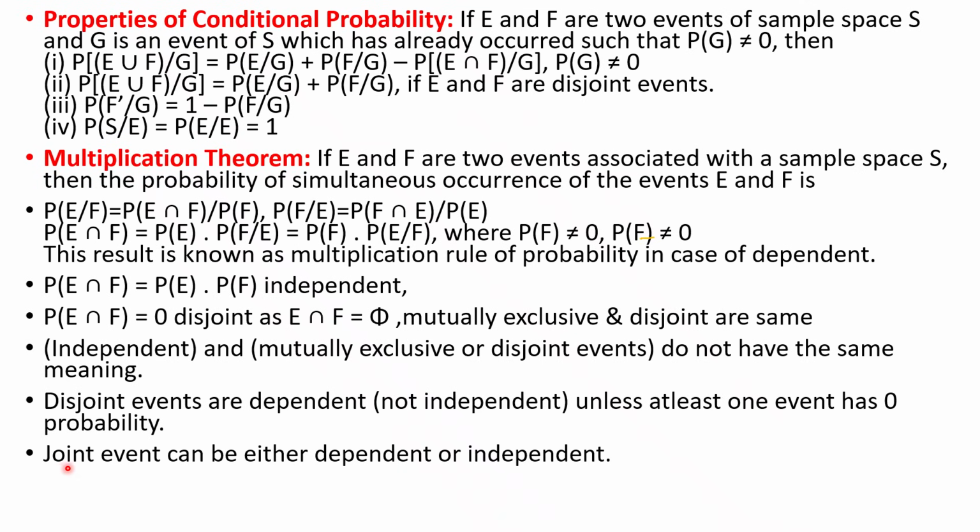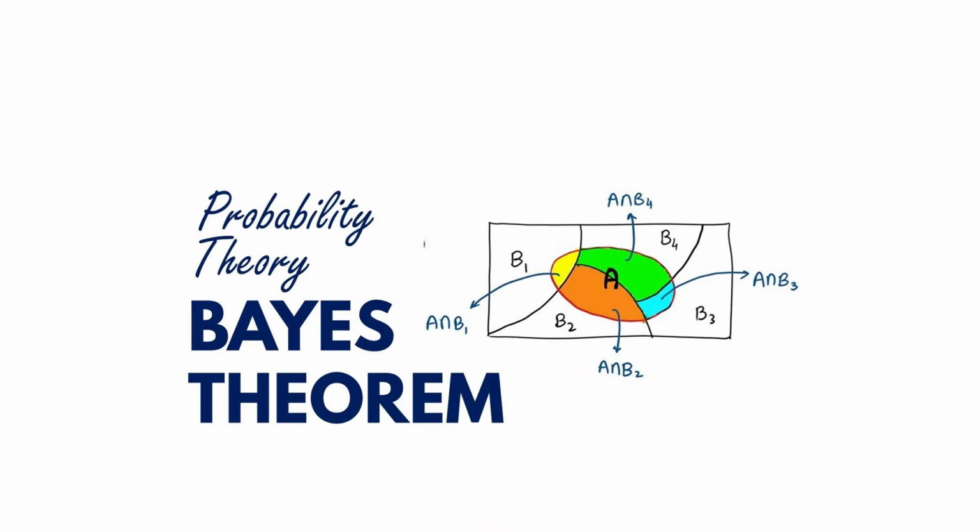Now come to this. Joint events can be either dependent or independent. Okay, means when something is common, E intersection F has some non-zero value, then that type of event can be dependent as well as independent, depending upon the situation, whether its probability gives P(E) into P(F) in the independent case, and if its probability can be found out by this formula, then it will become the dependent case. Okay, now come to the next.